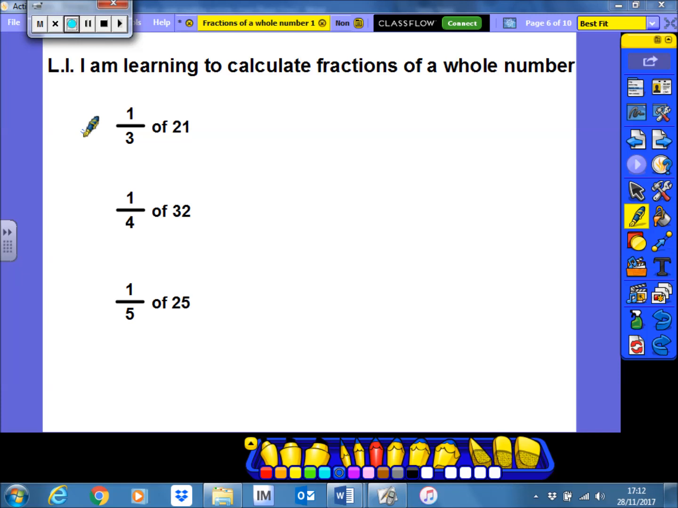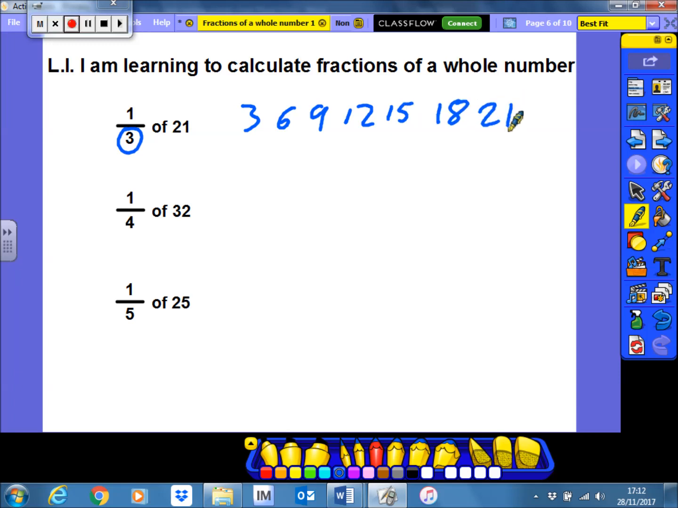So let's look at these examples quickly. Again, we'll just use our times table method to work these out. In this case, I know I'll be doing my 3 times table up until we get to 21. So I can go 3, 6, 9, 12, 15, 18, 21. That is a total of 1, 2, 3, 4, 5, 6, 7 stations.